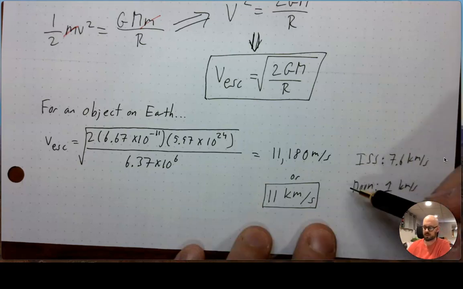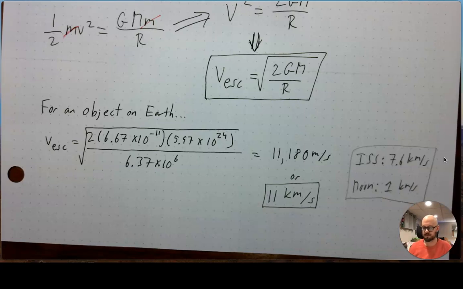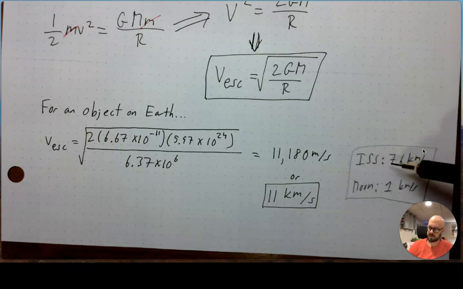Now, we studied circular orbits a little bit already, and the way circular orbits work is the further away from the planet you are, the less speed you need to keep that orbit. So the International Space Station is going incredibly fast. The moon is still going very fast, but not nearly as fast as the ISS. And that's escape velocity.